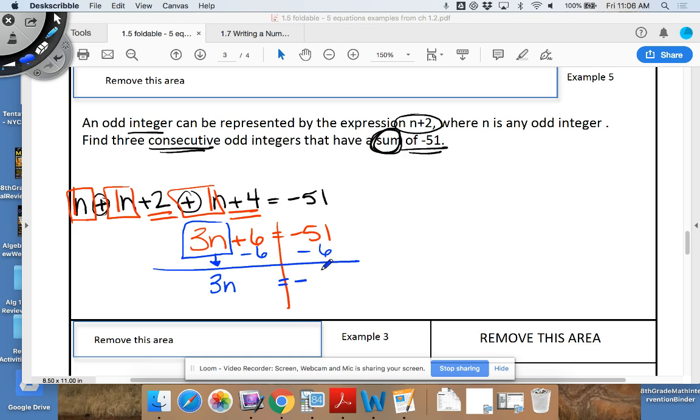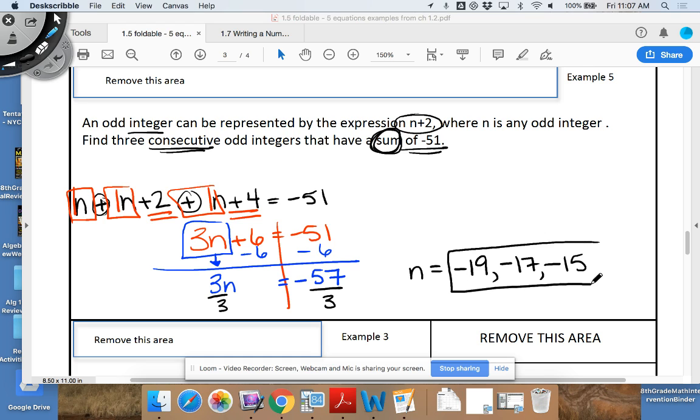I get negative 57. Divide both sides by 3. n equals negative 19. But it says find 3 consecutive odd integers, so it would be negative 19. The next one would be negative 17. The next one would be negative 15. Because remember, when you're dealing with negatives, it seems kind of backwards when you're going ahead. Okay, so that's that.